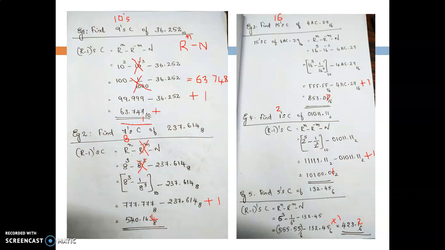Similarly, finding the 2's complement of 01011.11, you subtract this to find the 1's complement, plus 1 will give you the 2's complement. Or again, there is one more shortcut method for the 2's complement. You are just scanning from the LSB. So the LSB is 1, you encounter the first one.